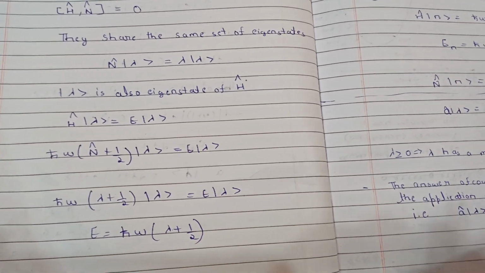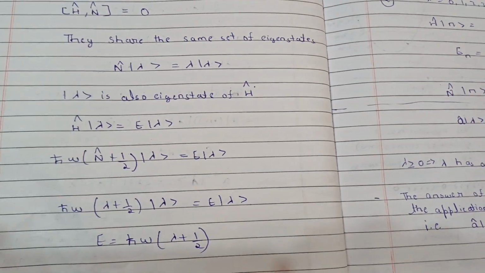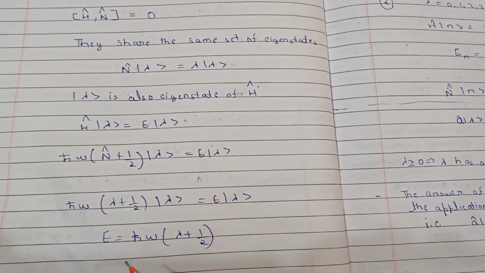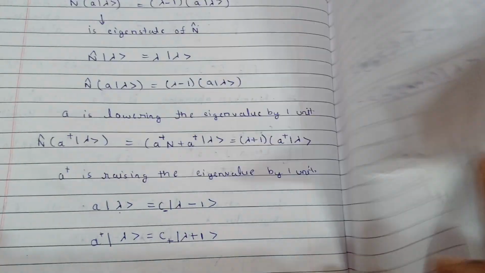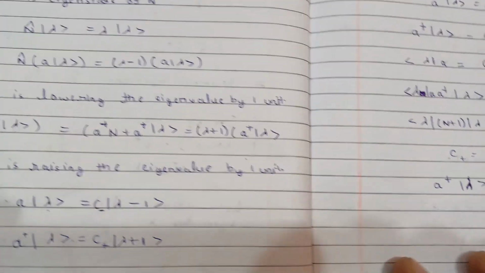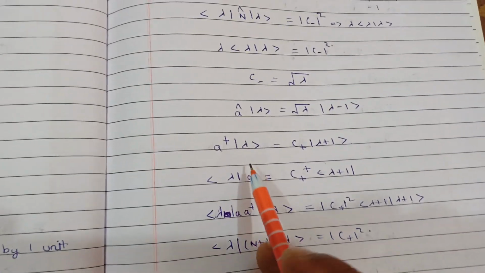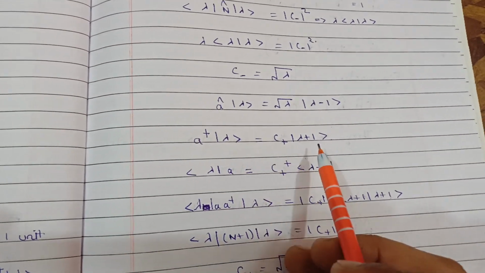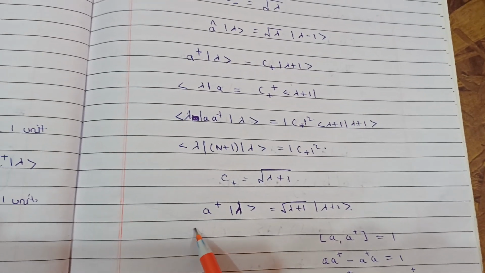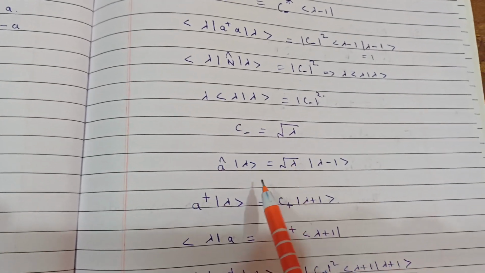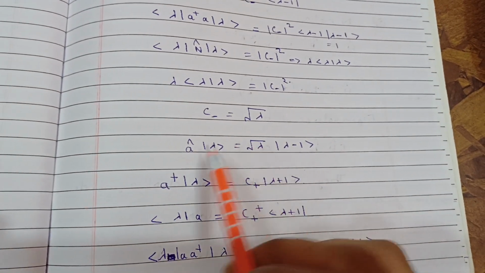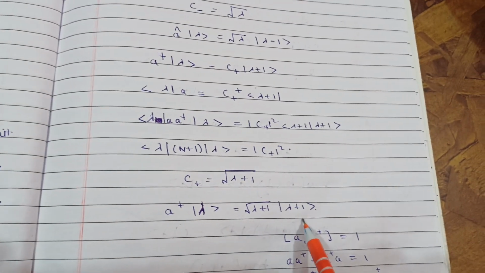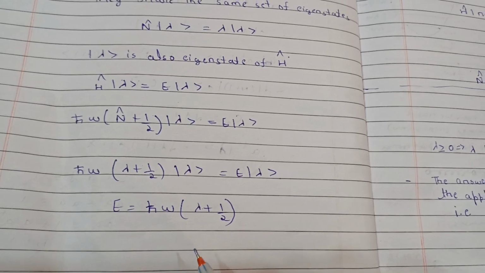In the last lecture we were discussing the harmonic oscillator and we derived the eigenvalues for the harmonic oscillator, that was ħω(λ + 1/2). And we also found these two equations when we were discussing the lowering and the raising operator. The first one was this: when a dagger operates, it will raise the eigenvalue by 1, and when a operates, it will decrease the eigenvalue by 1. So this was our lowering operator and a dagger was the raising operator. So we already found the eigenvalues. Now we need to find the eigenstates.